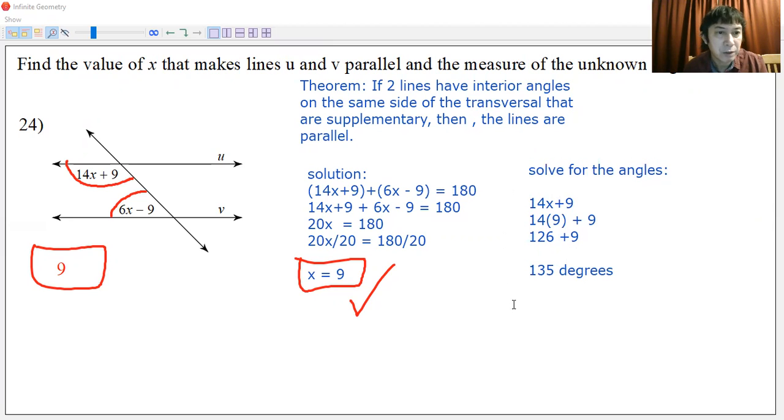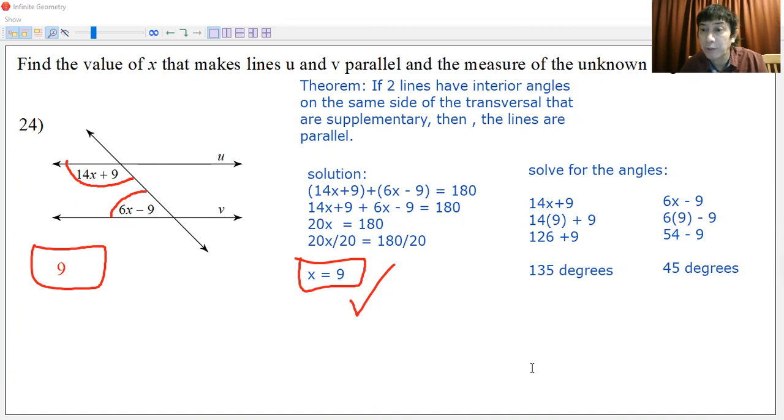How about the other one? The other one is 6x minus 9. Let's do it at the extreme right side. We have there 6x minus 9. 6x means 6 times our x. Our x is 9. Minus 9 there. 6 times 9 is 54 minus 9. That looks like 45. 45 degrees.